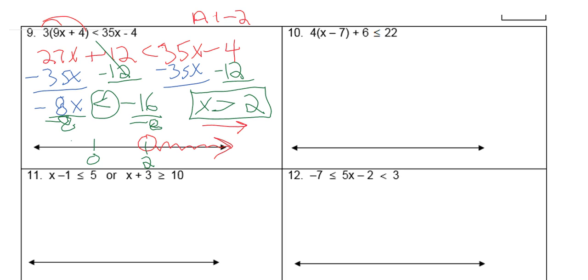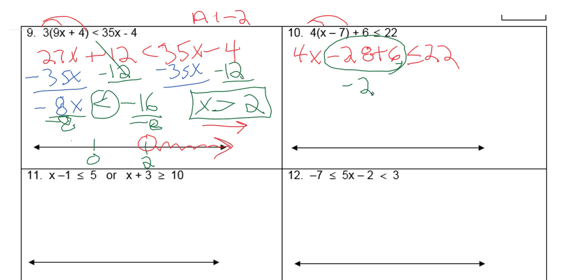The next problem, very similar. We're going to distribute that 4 to both terms inside the parentheses. We get 4x minus 28 plus 6 is less than or equal to 22. And here we can combine like terms on the same side. Those two are like terms. Negative 28 and 6 gives us a negative 22. And we still have our 4x over here.